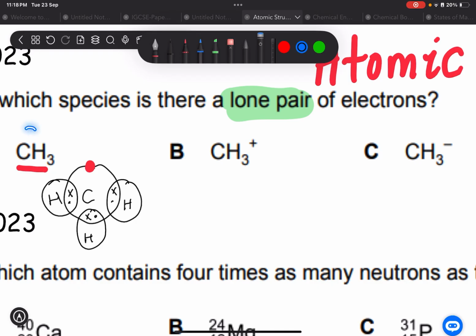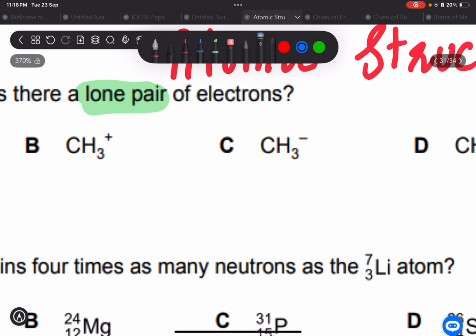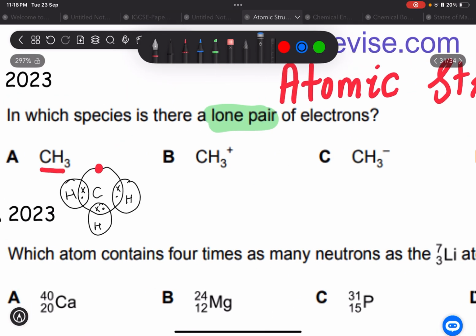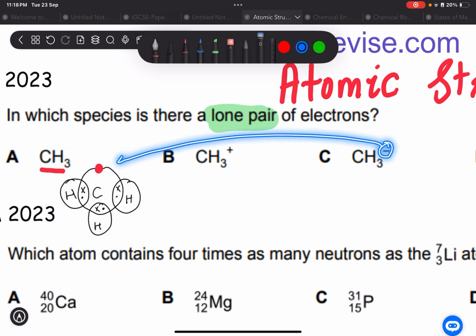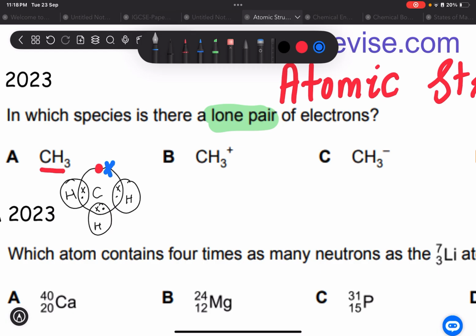Let's check out CH3 plus. CH3 plus means it lost this electron, so when it loses this 1 electron as well, it's obviously going to have no lone pair. CH3 negative means we add 1 electron to the CH3 structure. This electron that it's gained, it's going to have 1 lone pair. This one right here is a lone pair. So the correct answer is going to be option number C.